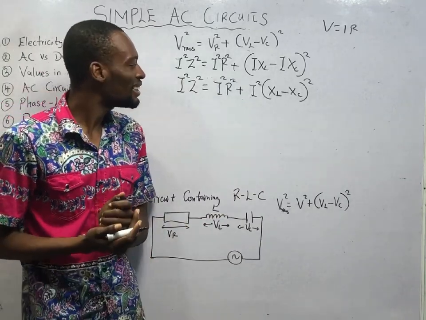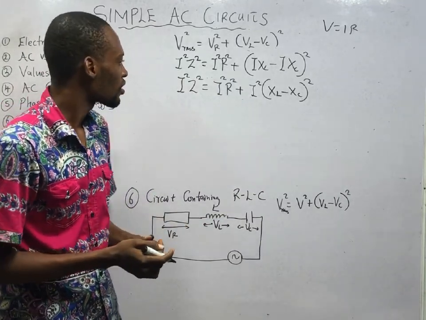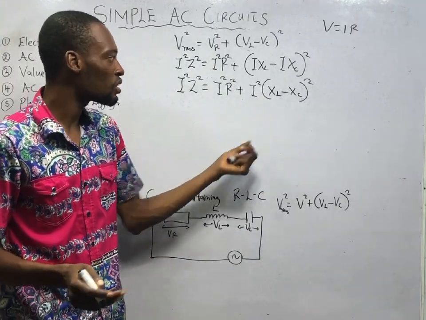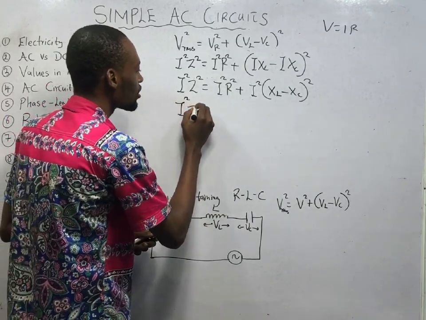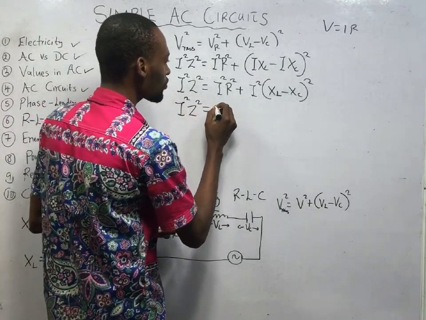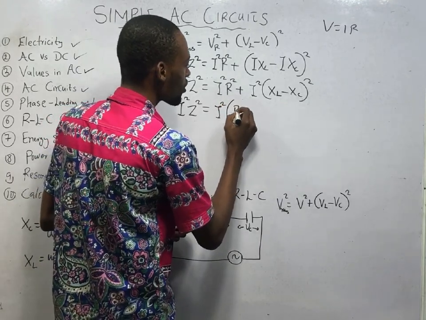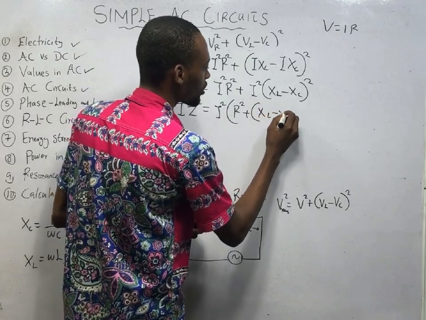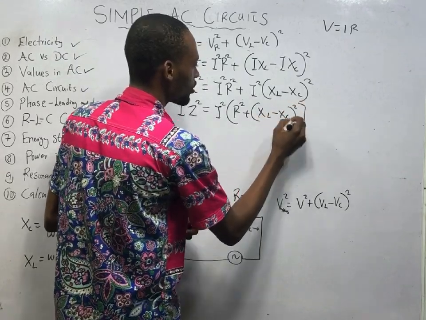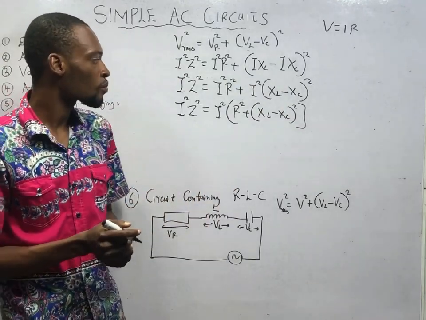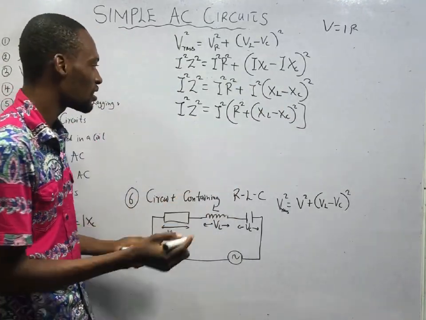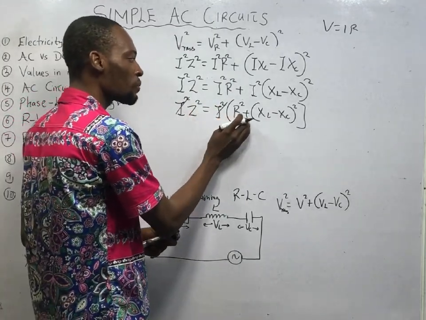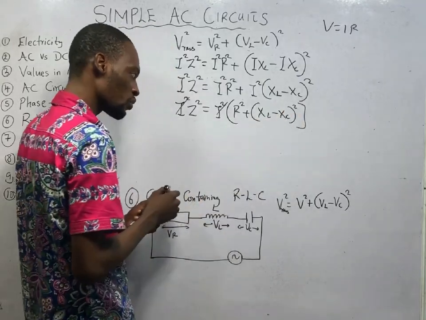So this is a very valid calculation. Since the currents are the same, from here you can factorize the current as well to have I squared Z squared is equals I squared R squared plus I squared (XL minus XC) squared. It makes a lot of sense. When you divide both sides by I squared, here goes. You simply have Z squared is equals R squared plus (XL minus XC) squared.